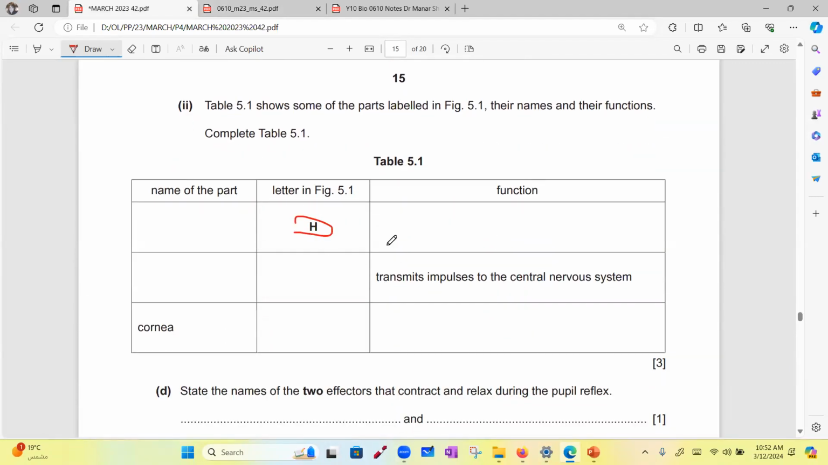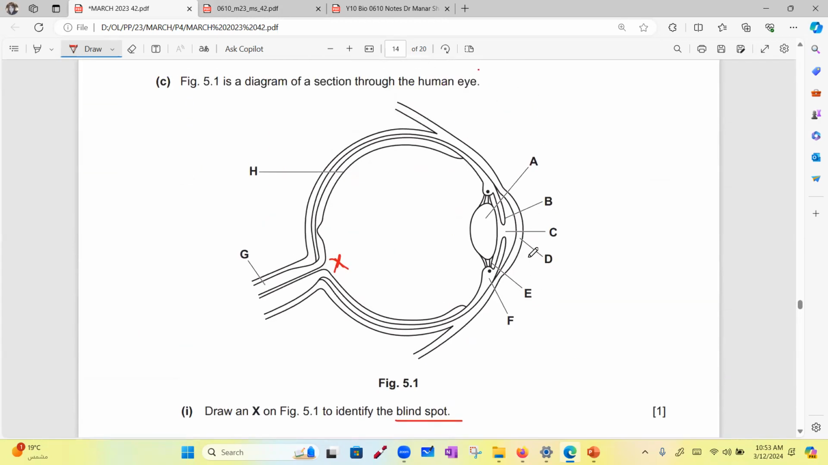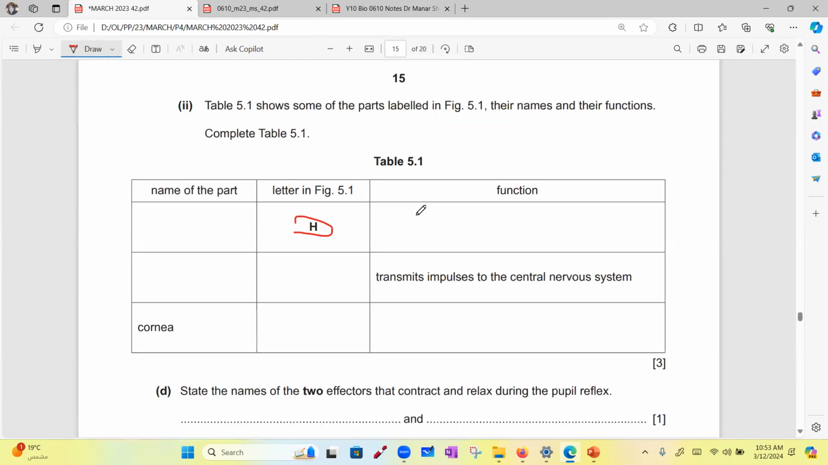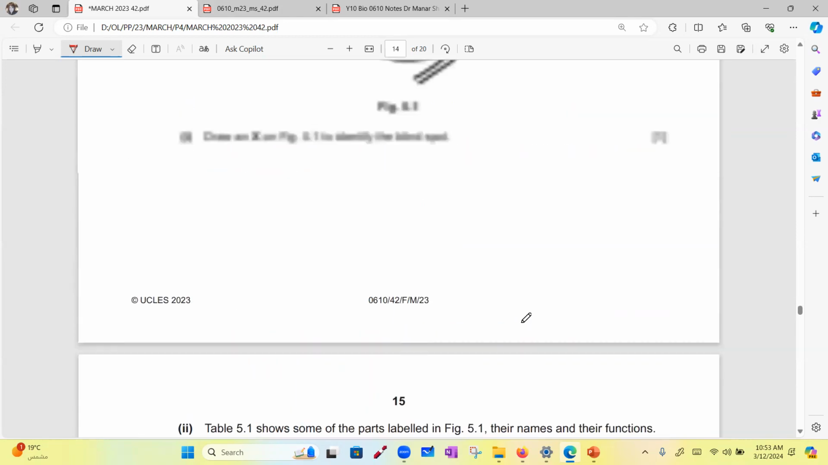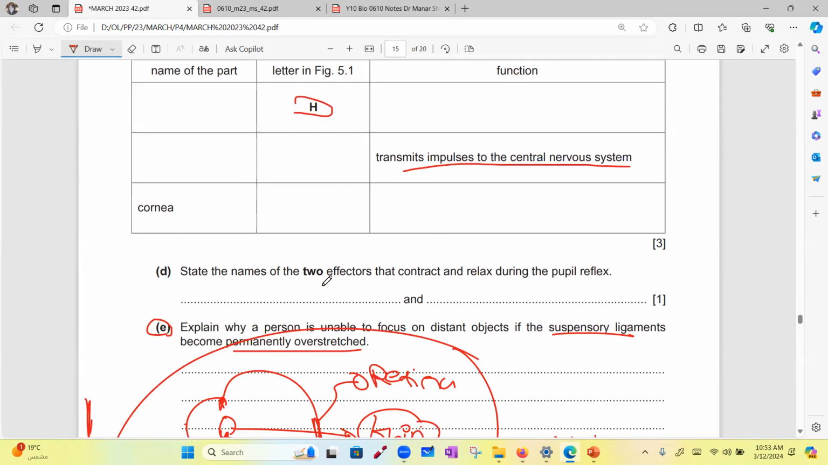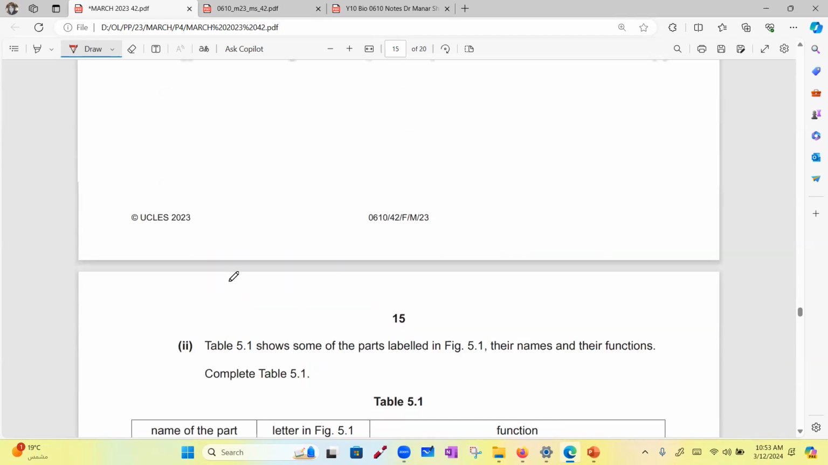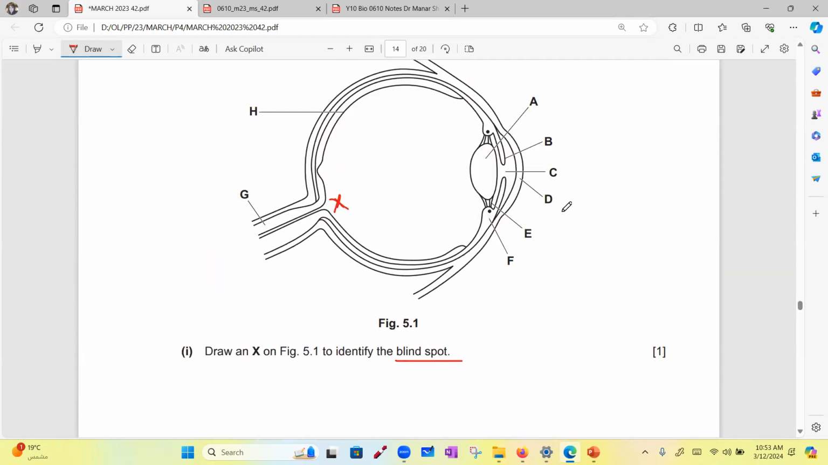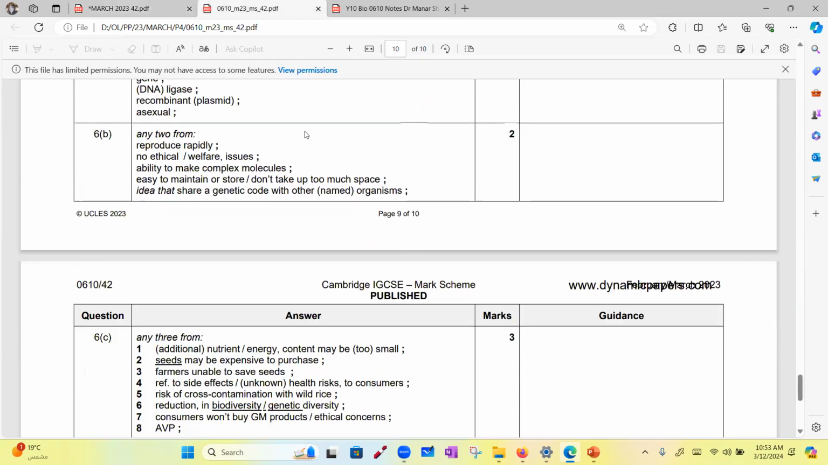What is H? Where is H? Yes, the retina. And what is found here? What is the function of the retina? It has the light sensitive cells to detect light. Excuse me? The rods and the cones. Yeah. What transmits impulses to the central nervous system? Optic nerve, which is which letter? G. Good. And then cornea, what's its function? Refraction of the light as the light enters. And which letter is it? No, C is the pupil. D. Okay? So write it down.